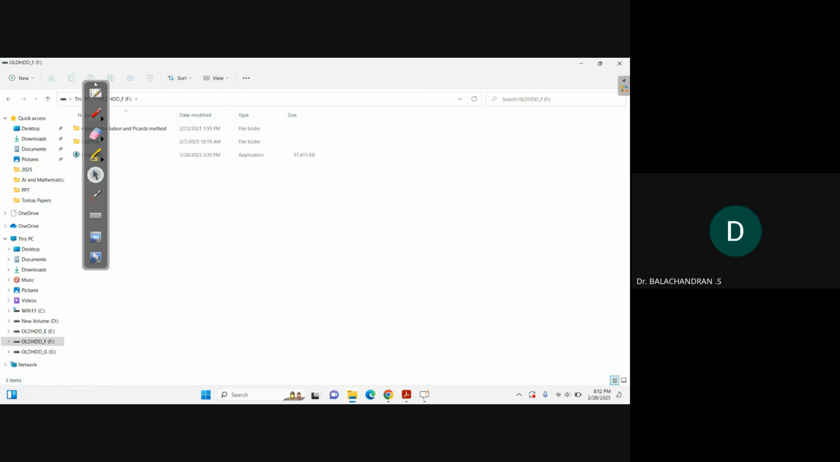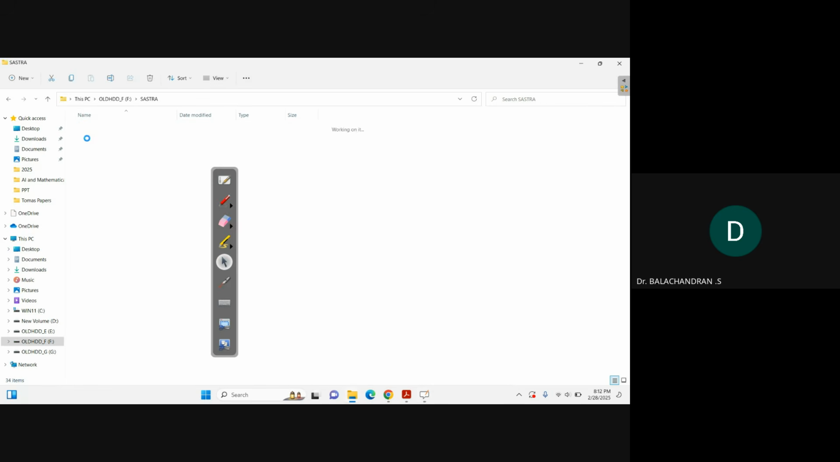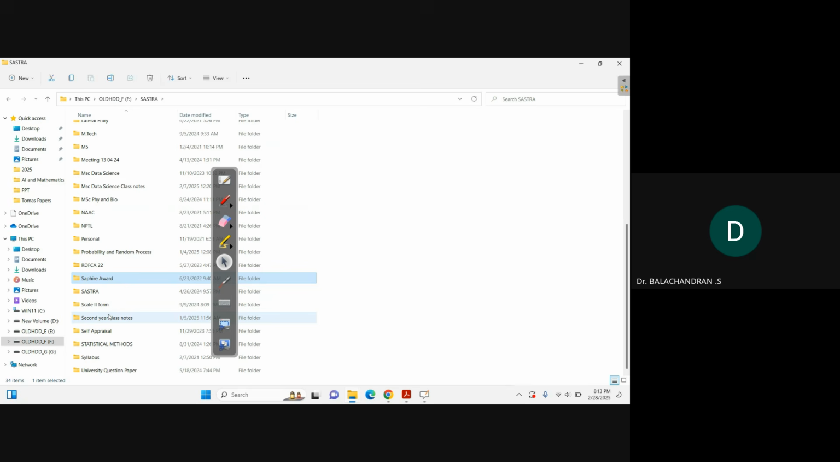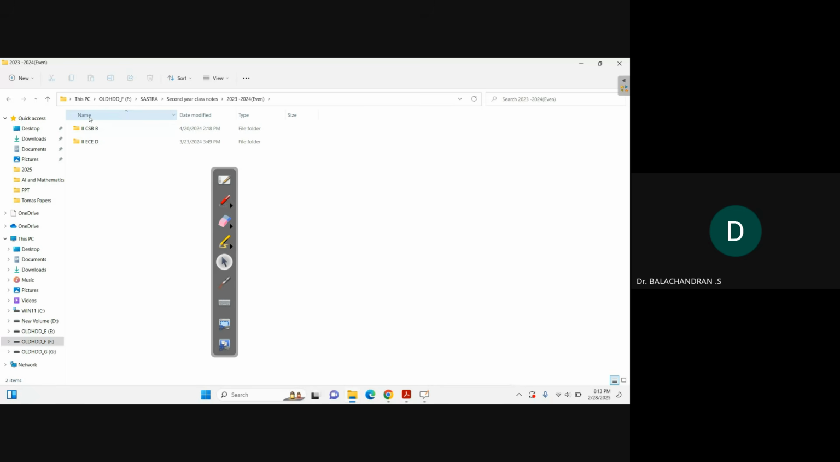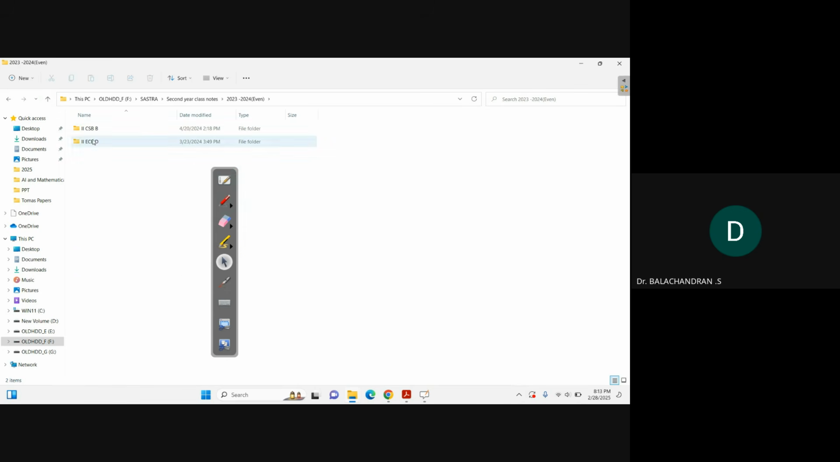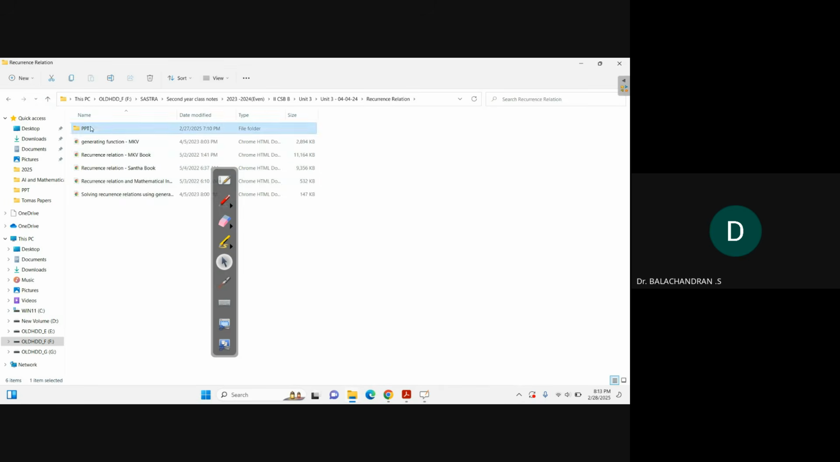Maximum will take 2 to 3 minutes. I will just finish it. The recurrent solution using generating function. Maybe tomorrow I'll start mathematical induction. Unit number 3. Okay. This is recurrent solution.